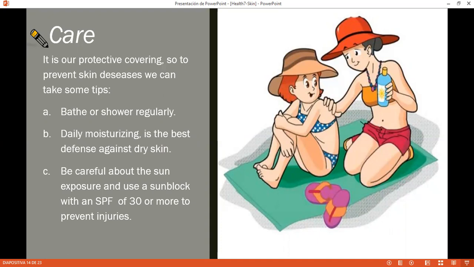And you need to be careful when you're exposed to the sun. You need to wear sunblock, and it needs to have an SPF, which is nothing more than sun protection factor, of 30 or more. A sun protection factor lower than 30 is not approved by dermatologists because it does not block the UV rays of the sun, and it can damage your skin even into the inner layers.